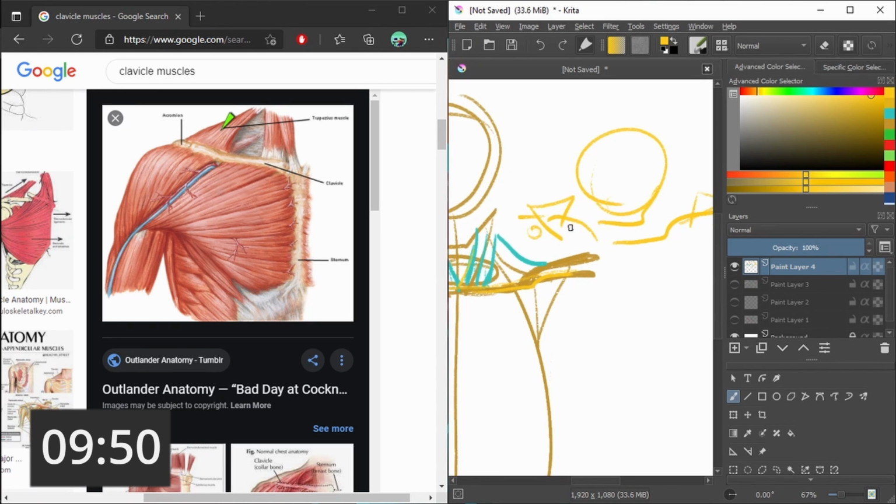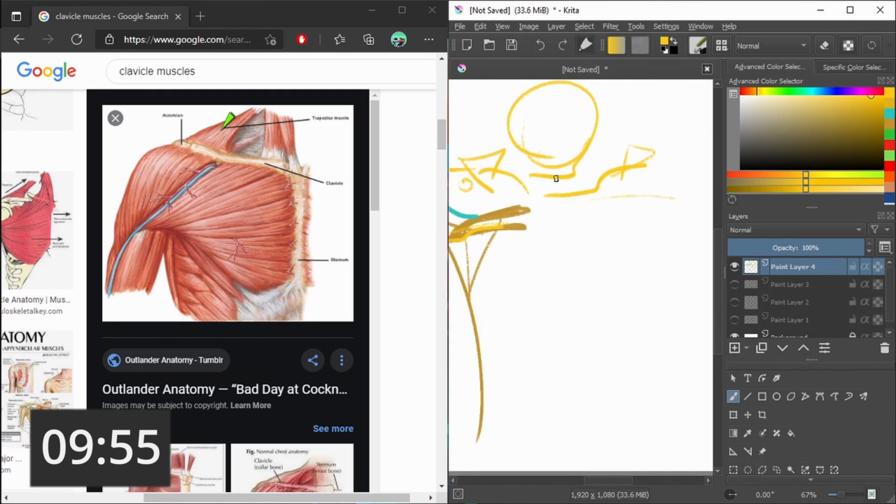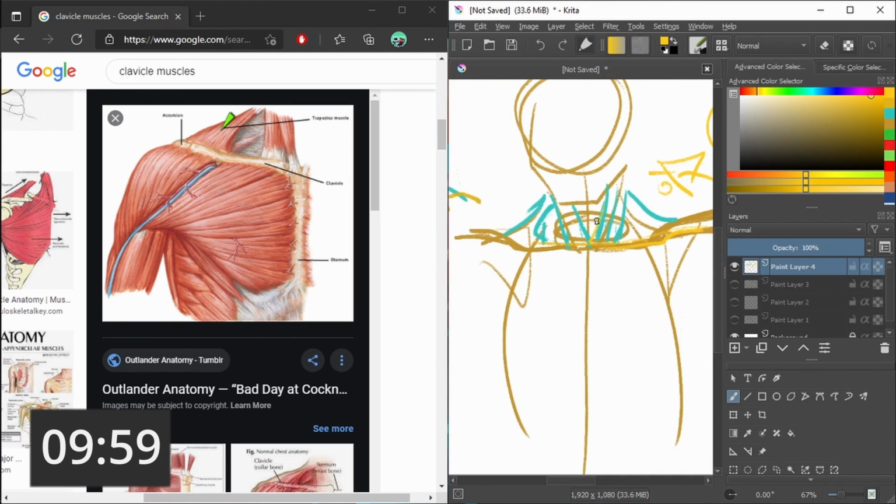So clavicle doesn't connect to the arms. I think that might be a core lesson today as well. And also they seem to only go up and down, like when I move my arm. That seems to be what it is. And yeah, they connect to the sternocleidomastoid. Okay, so thank you.